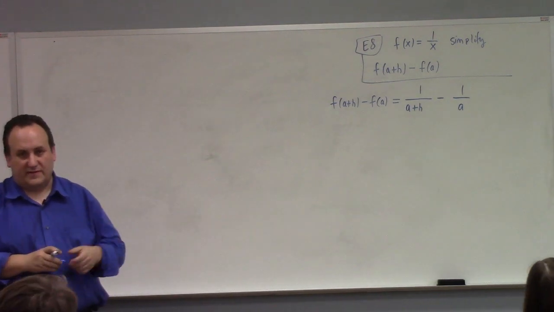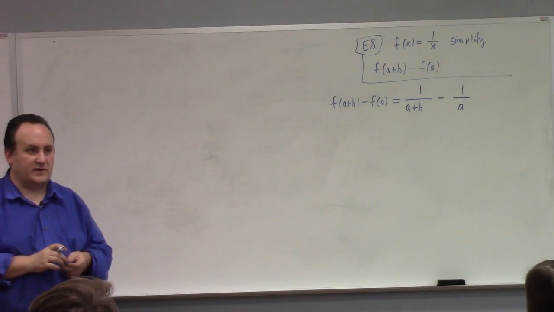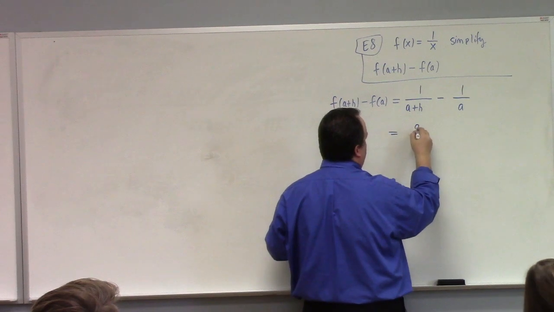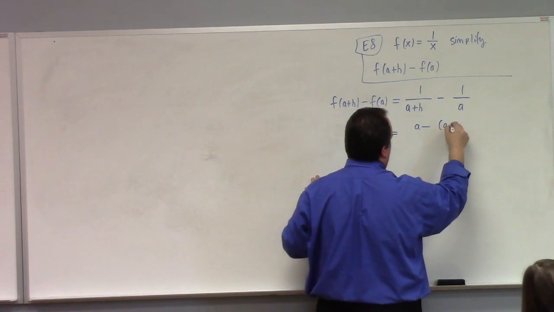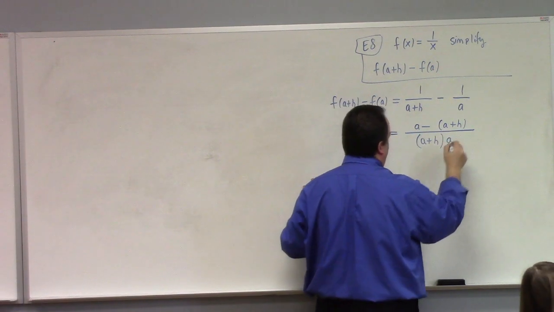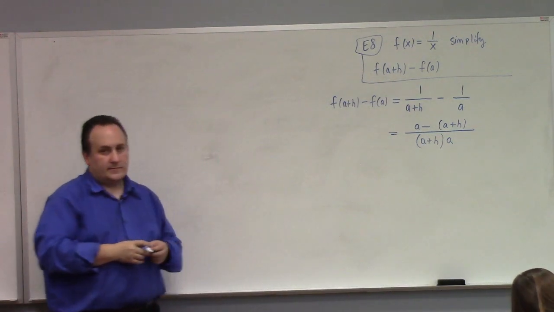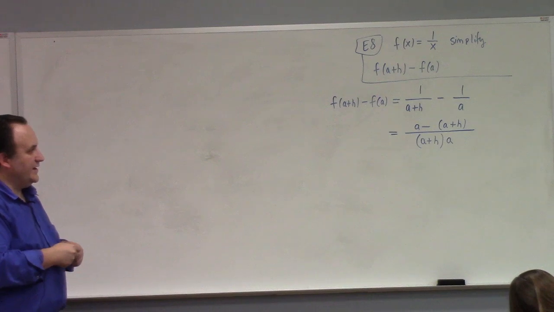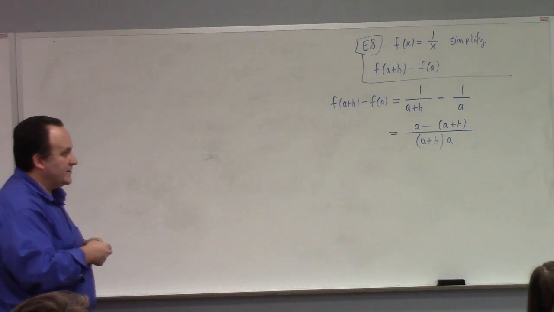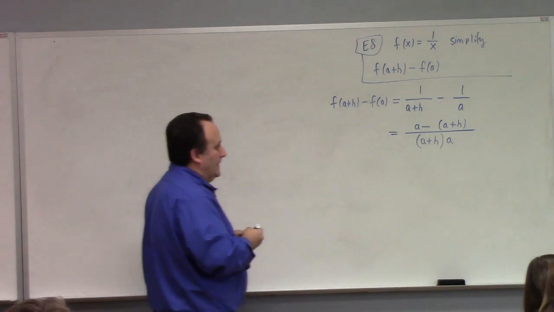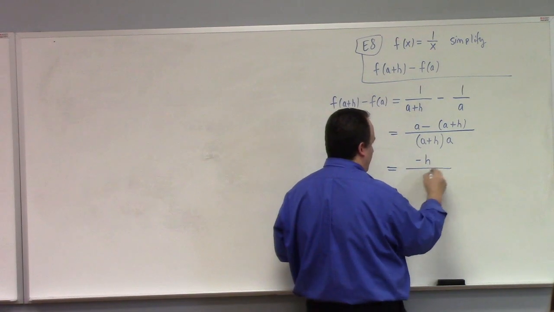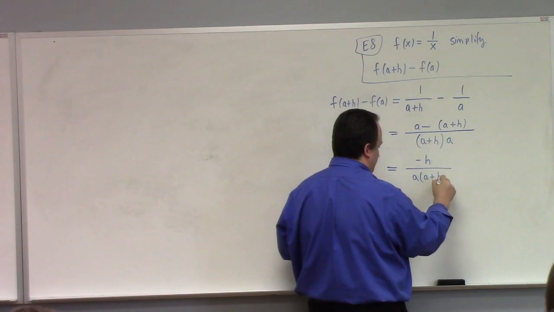And then the question was to simplify this. How would you simplify a difference of fractions? Make a common denominator, right? So we do a minus parentheses a plus h, divided by a plus h times a. I multiply the first one by a over a, and the second one by a plus h over a plus h, to make this common denominator. Does that simplify? I think it does, right? That's minus h over a times a plus h. You can leave it like that. There you go.